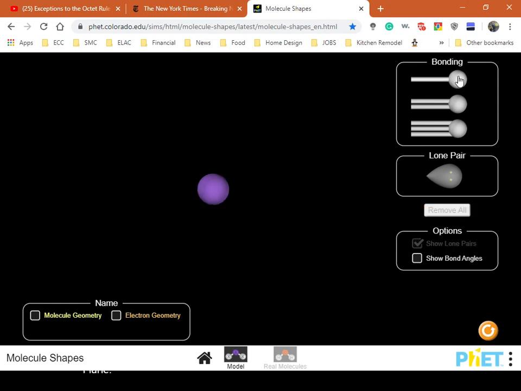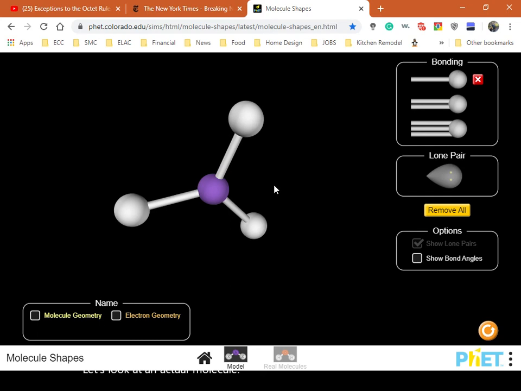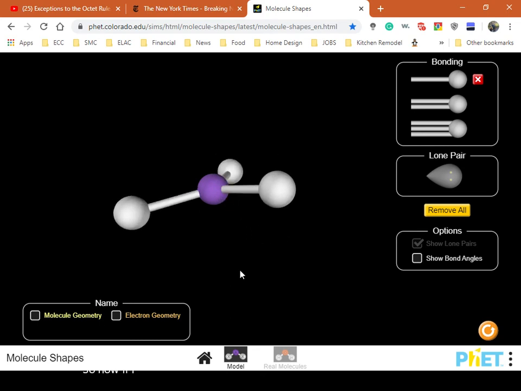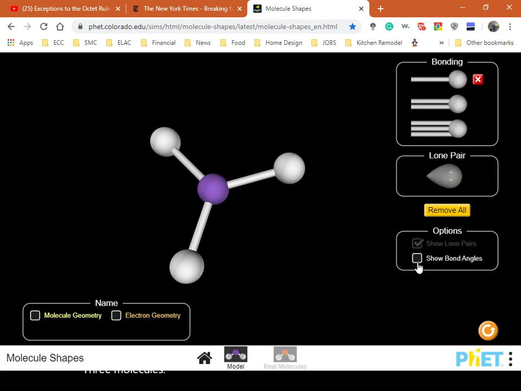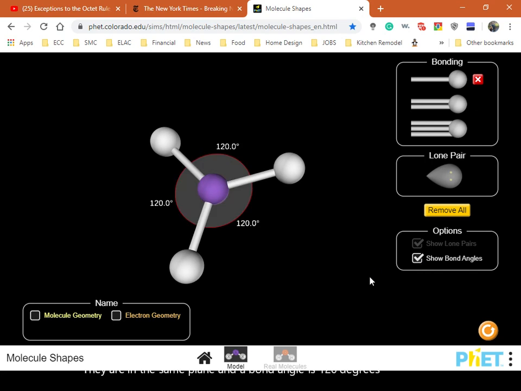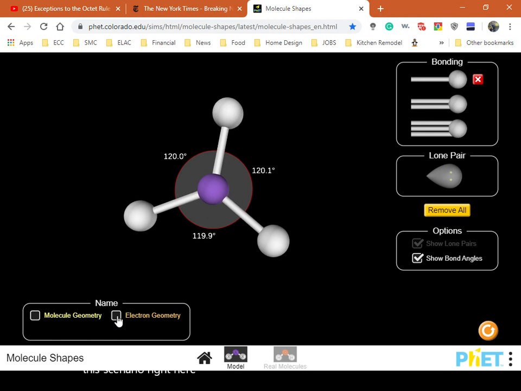Let's look at an actual molecule. So now if I have three molecules, they're in the same plane, and the bond angle is 120 degrees. So within this electron group geometry, I can have two different molecular geometries. If I have no lone pairs like I have in this scenario right here, then the molecular geometry is the same as the electron geometry. We're going to call it trigonal planar.